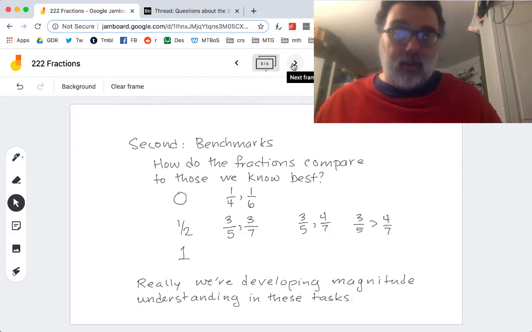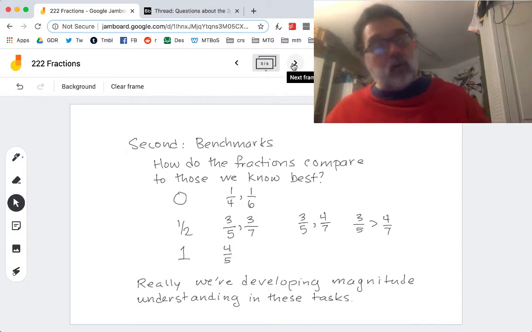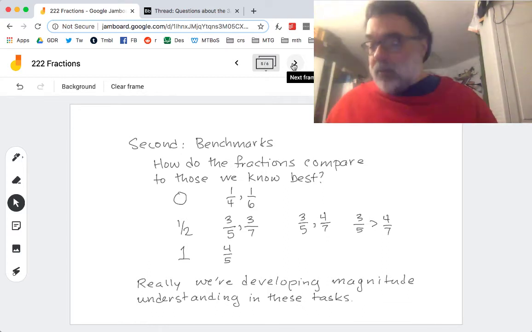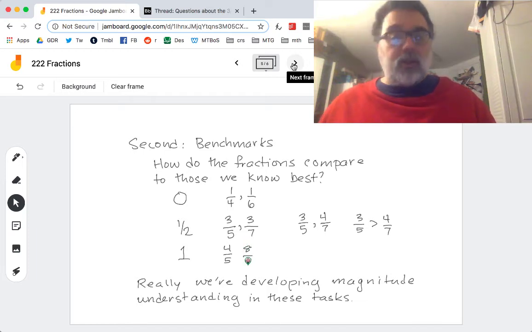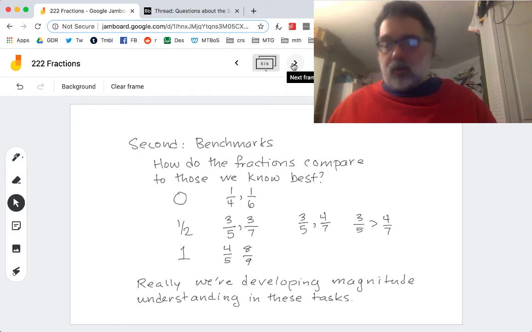Was she right? I don't know. That's some pretty fine reasoning. But we could also compare things thinking about them close to 1. So 4/5, that's getting pretty close to 1. We could think about how far away from 1 is it? Well, it's 1/5 away from 1. So if I wanted to compare it to 8/9, which one's bigger? Well, it must be 8/9 because that's only a 9th away from 1.